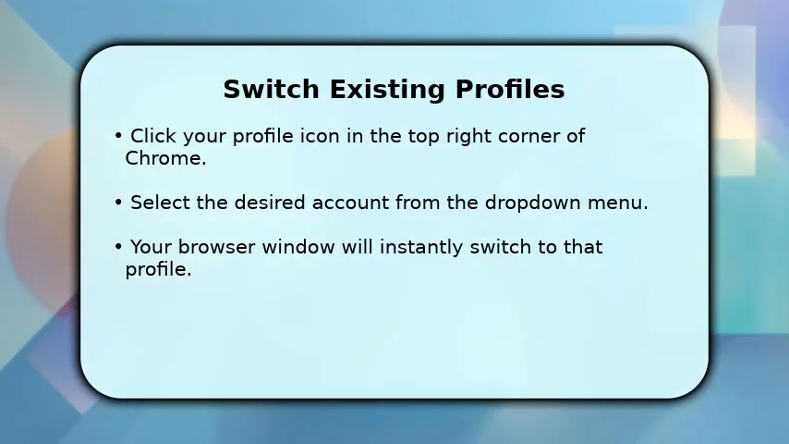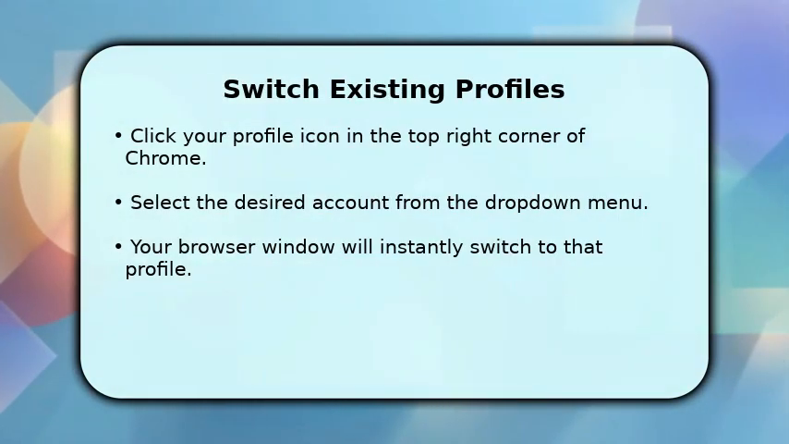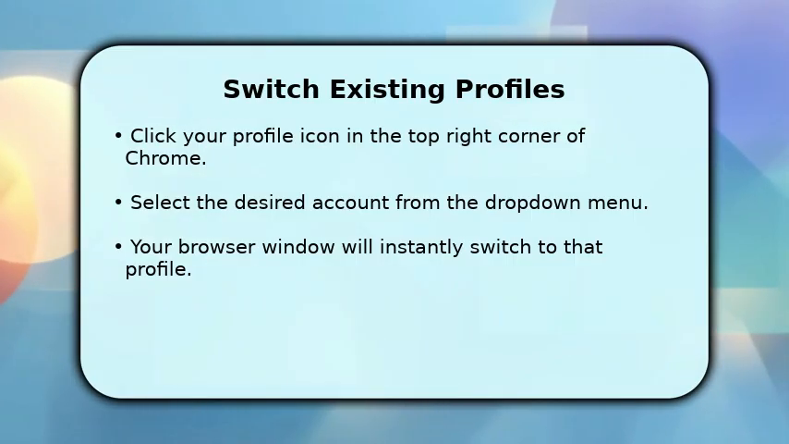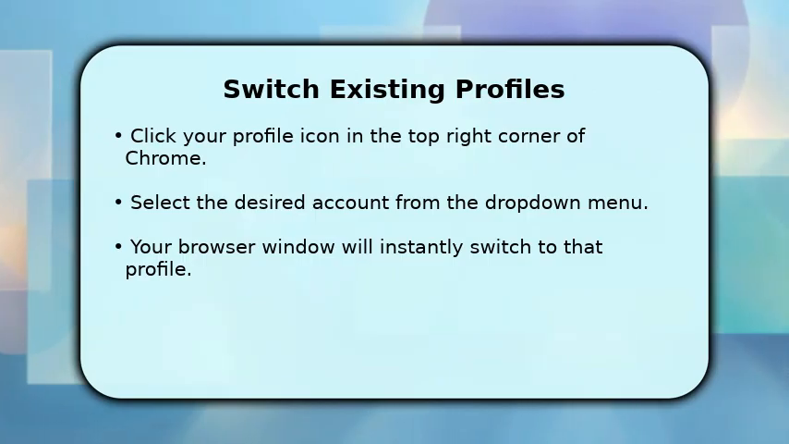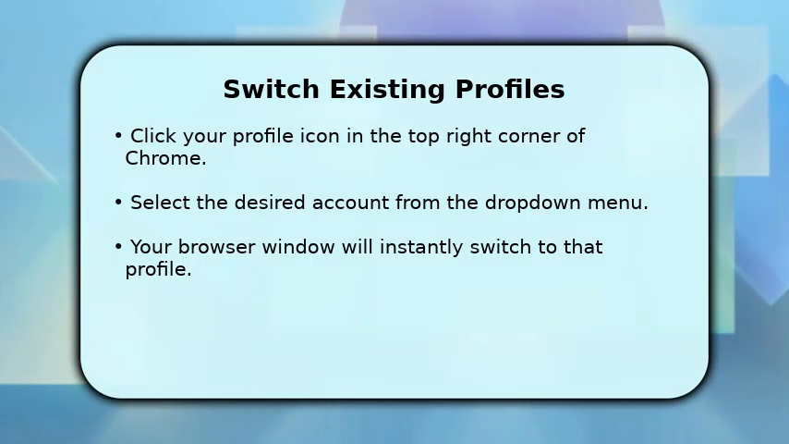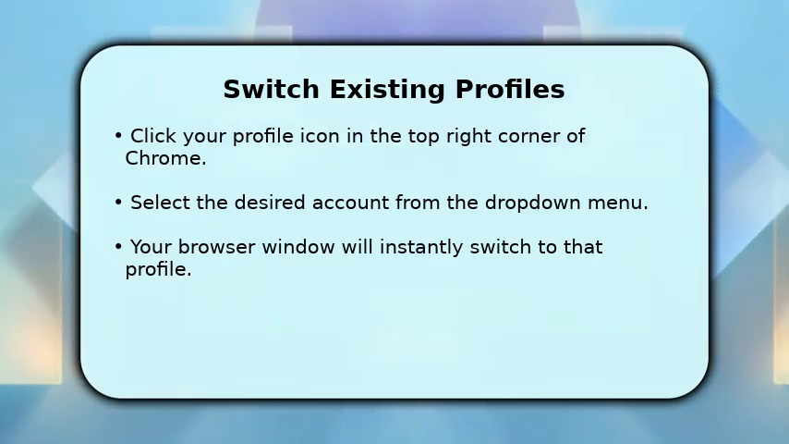efficient. To switch between accounts you've already added, simply click on your profile picture in the upper right corner of the Chrome browser. A small menu will appear, showing all your linked Google accounts. Just click on the account you wish to use, and Chrome will immediately open a new window or switch the current one to that specific profile. It's a quick and easy way to keep your digital life separate.